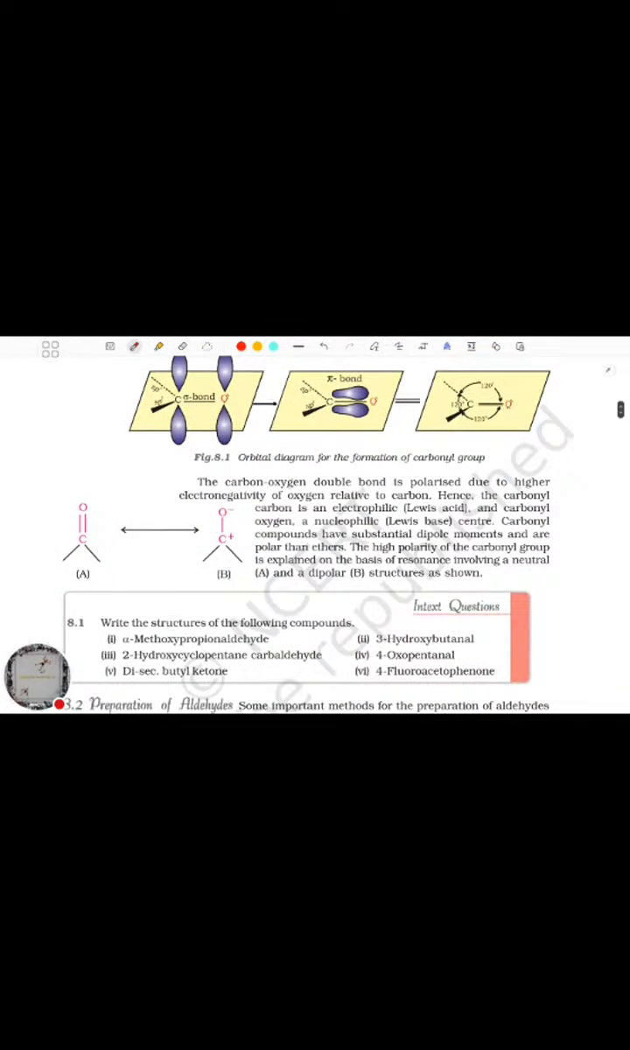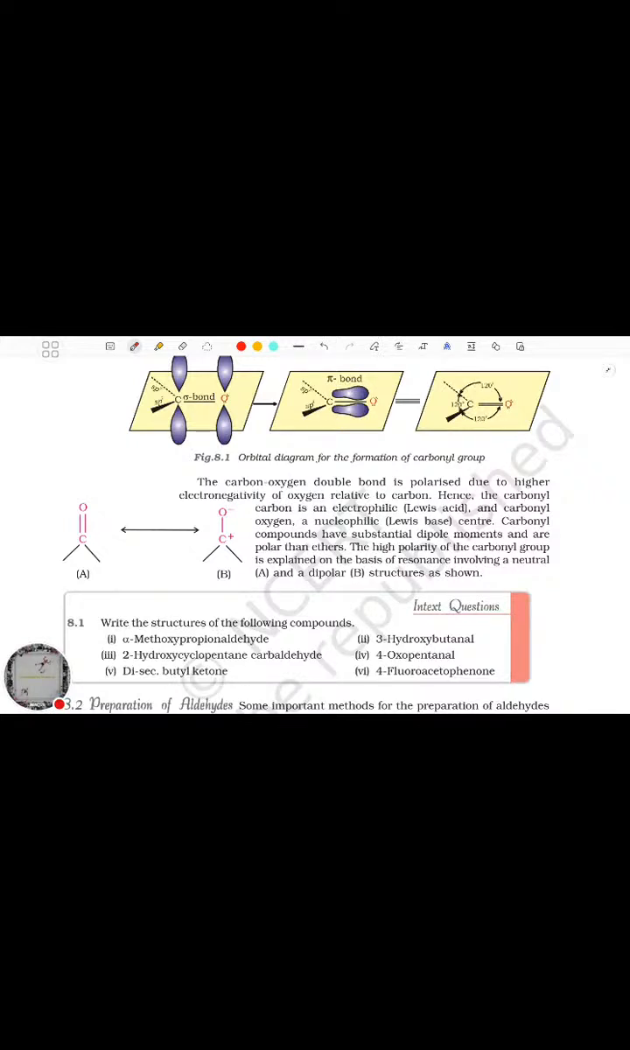The carbon-oxygen double bond is polarized because oxygen is an electronegative atom. It is relatively electronegative, and hence the carbon is an electrophile. Electrophile basically means it can accept a pair of electrons. If something has a tendency to accept a pair of electrons, it's going to be a Lewis acid. And similarly, a carbonyl oxygen which is polarized and has a tendency to donate a pair of electrons is called a Lewis base.